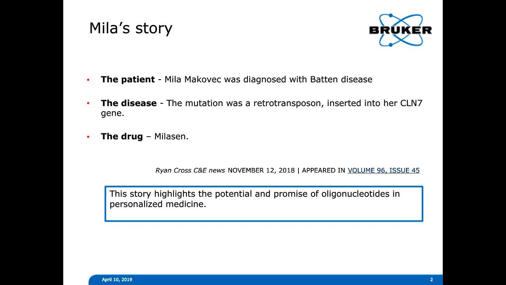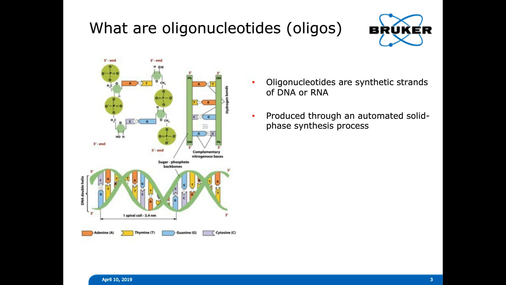Oligonucleotides, or oligos for short, are synthetic strands of DNA or RNA. They are produced through a well-established automated solid phase synthesis process that uses phosphoramidite building blocks derived from deoxynucleosides and ribonucleosides. The DNA double-stranded helix in the figure that you see shows the complementary pairing of adenine to thymine and guanine to cytosine. In RNA, the thymine is replaced by uracil.